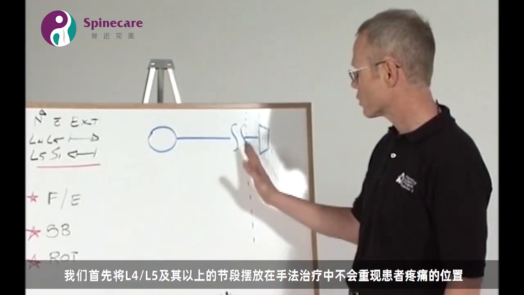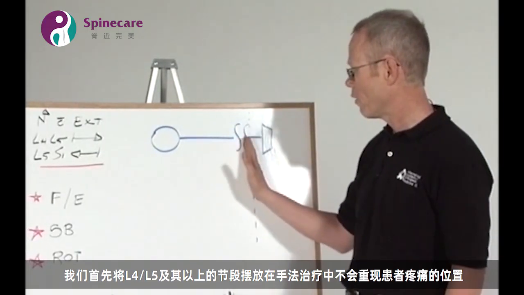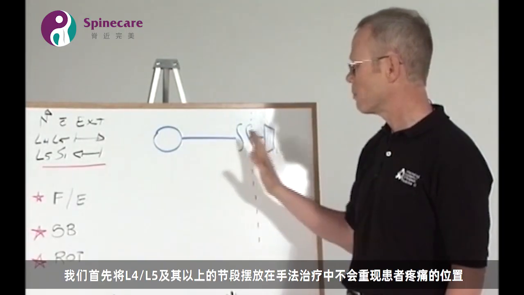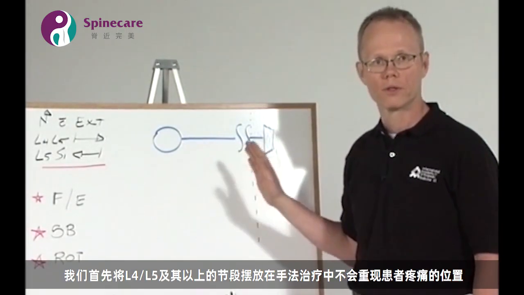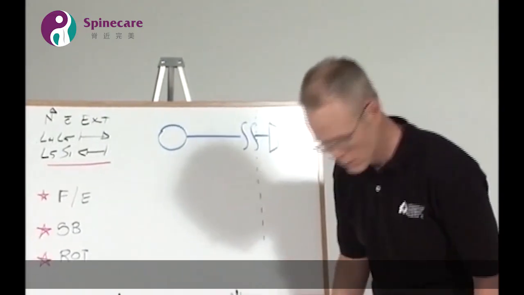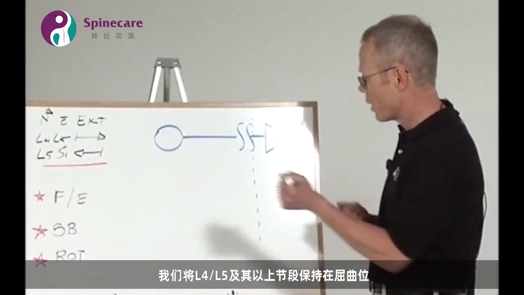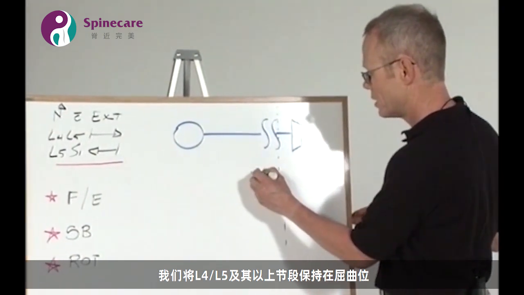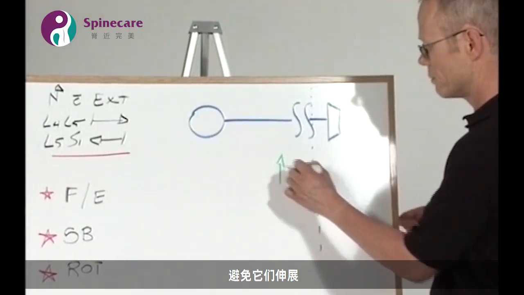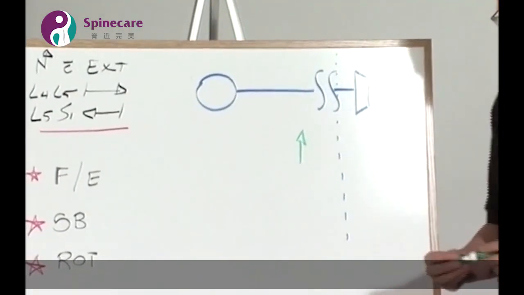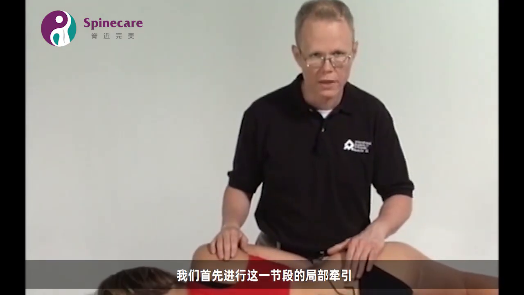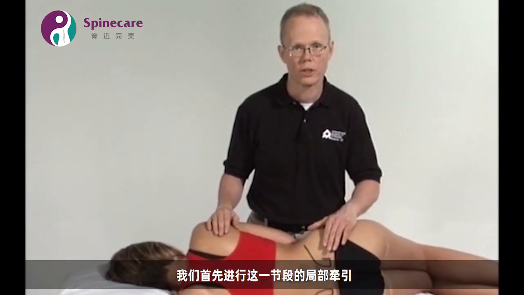To do this, we're first going to preposition L4, L5 and segments above to where the mobilization technique does not reproduce the patient's pain. In order to do that, we're going to flex the L4, L5 and higher segments to keep them out of extension. Now, when we perform our mobilizations, we're going to first mobilize with segmental local traction.